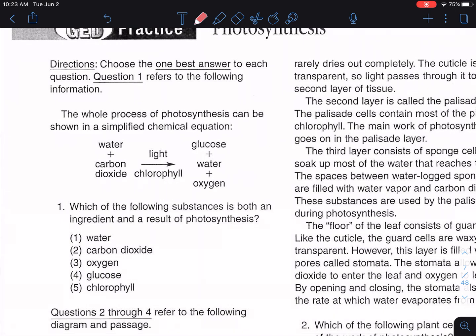The whole process, again, just as it says, read the directions, choose one best answer from this graphic to help with question 1. The whole process of photosynthesis can be simplified in a chemical equation. Water plus carbon dioxide, then you add in a little light and chlorophyll, leads to glucose, water, and sugar. This is all energy.